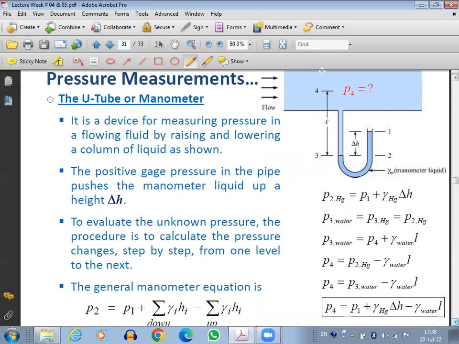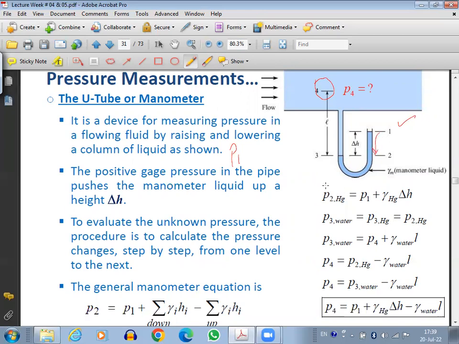If I want to know how much is the pressure in the pipe, so this is P4, right? We are always going to start from the point where we know the pressure. So we know the pressure which is open to atmosphere, that is zero gauge. Okay, so if I write the equation, at P1 we know the pressure. Okay, so we have P1. Now we are moving from 1 to 2.